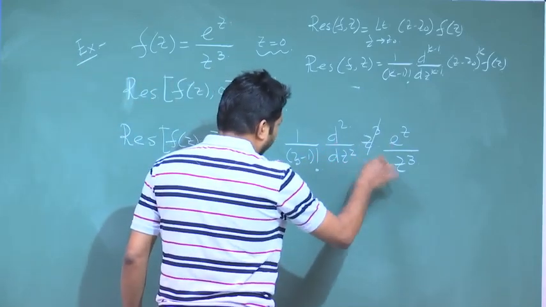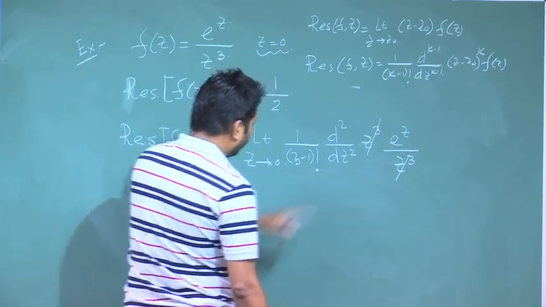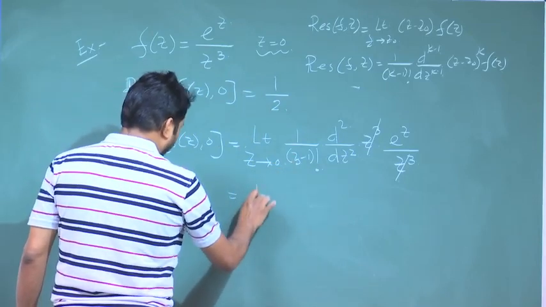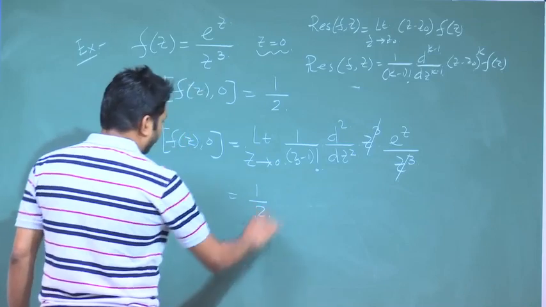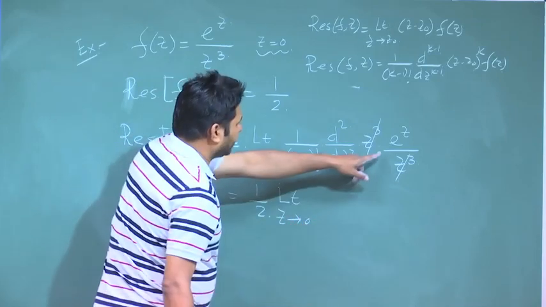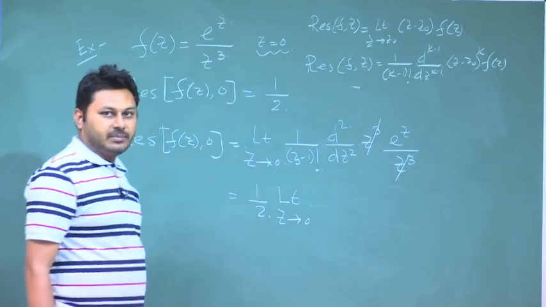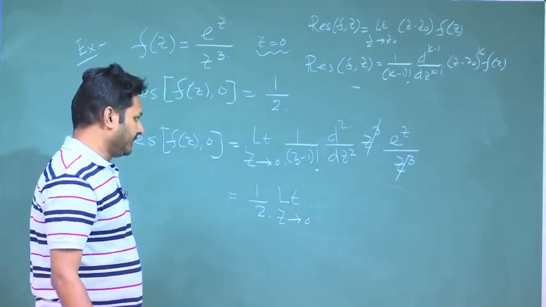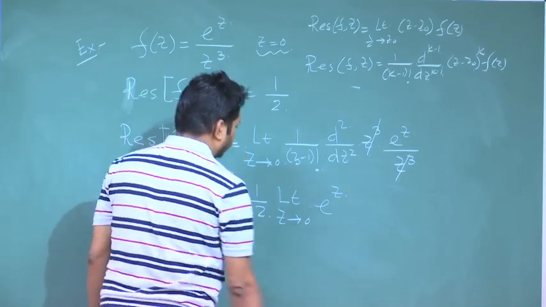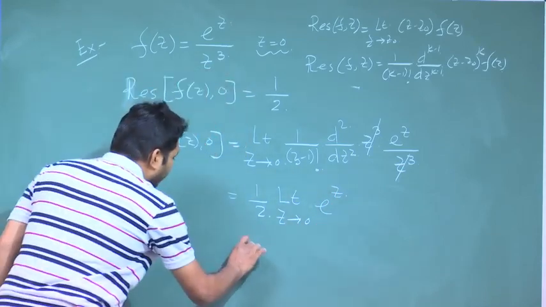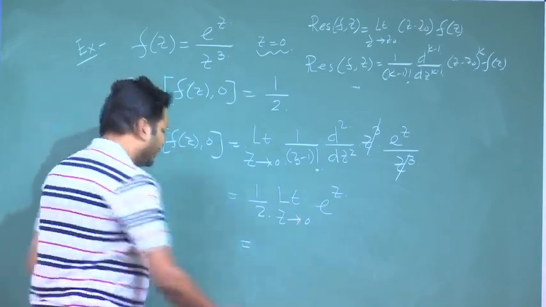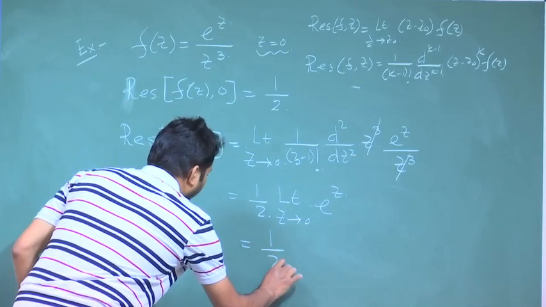So z cube will cancel out. If I make a double derivative, 1 divided by (3 minus 1) factorial is nothing but 1 by 2, then limit z tends to 0. If I make the first derivative and the second derivative, this function will be simply e to the power z. Then if I put the limit, I will have e to the power 0, and e to the power 0 is 1. So eventually I am having the same residue that I am getting here.